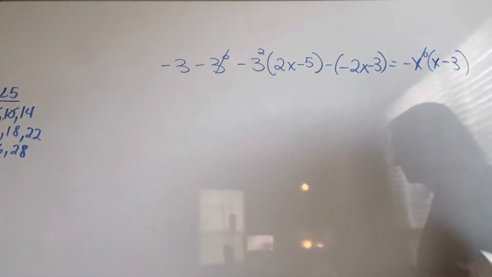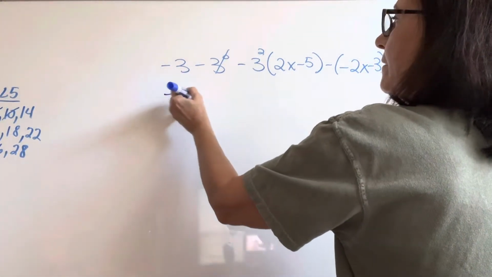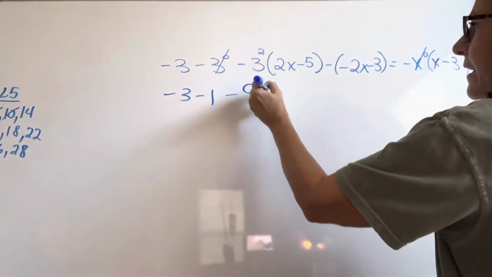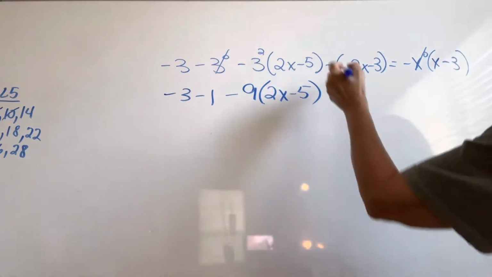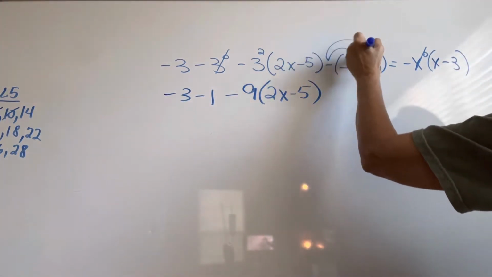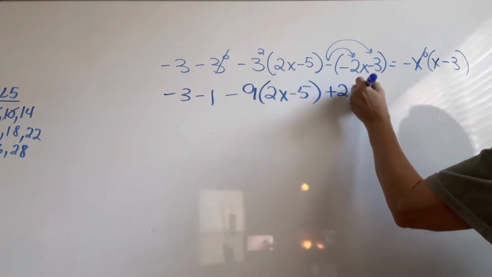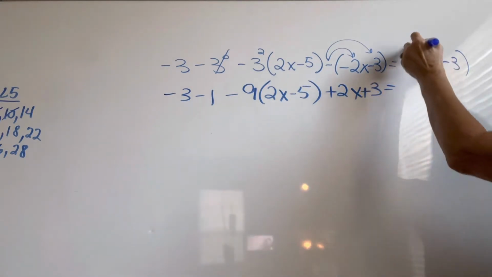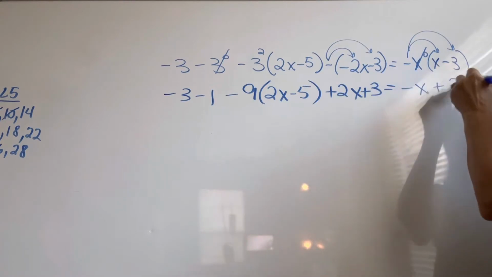All right? So this is negative 3 minus 1. Minus 3 squared, which is 9. That's what we will distribute to what's inside the parentheses. We can eliminate this parentheses by distributing the negative. That becomes plus 2x plus 3. This is really negative 1, so I can distribute negative 1 to both of those terms, and it's negative x plus 3.